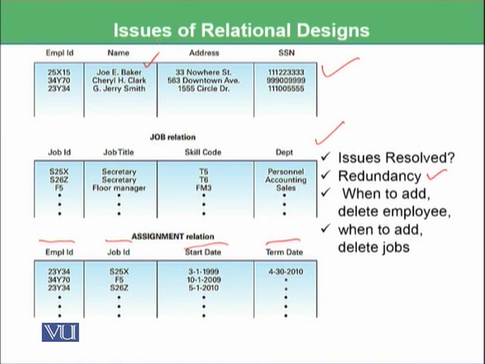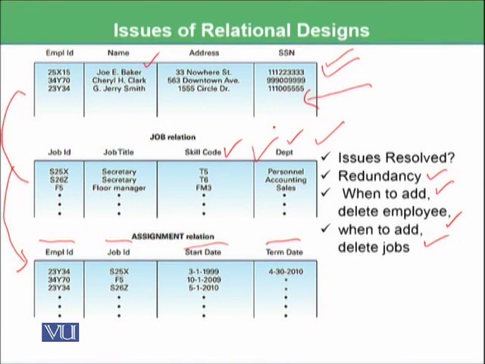So this is the same table which we were discussing two slides back. And then we have made the job relation table, with job title, skill code, and department. And then we have tried to integrate both of these into this relation. So it has removed all of the anomalies to add, delete, and when you want to delete jobs, etc. For example, if you want to delete an employee, you will delete from here, and the job will remain in this relation as it is.